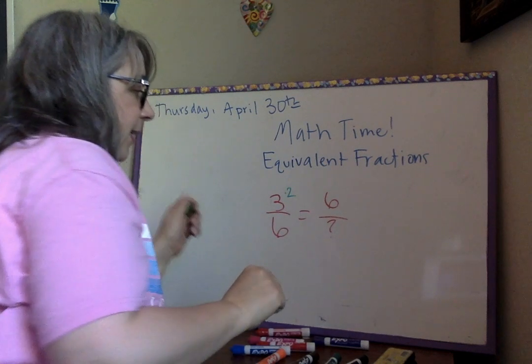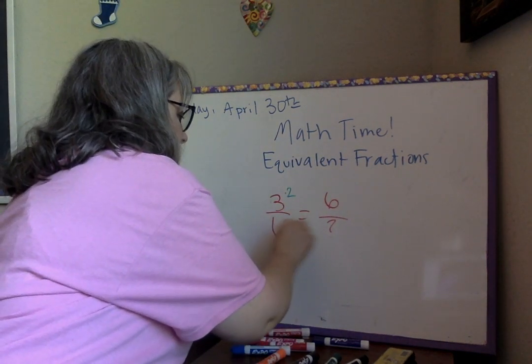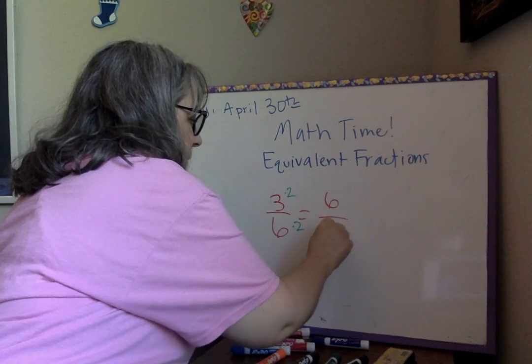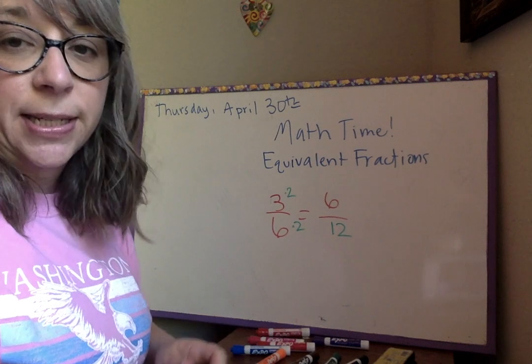2 times 3 is 6, and what you do in the numerator, you have to do in the denominator. So 6 times 2 is 12. So 3/6 is equivalent to 6/12.